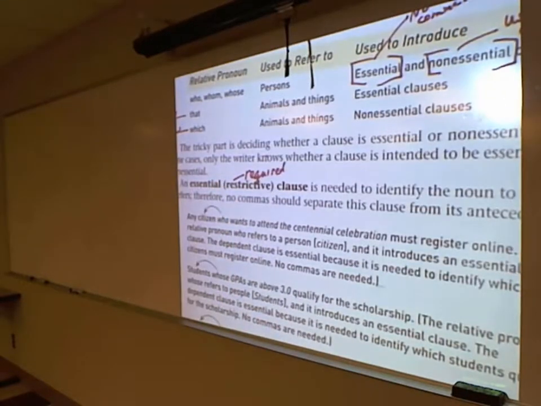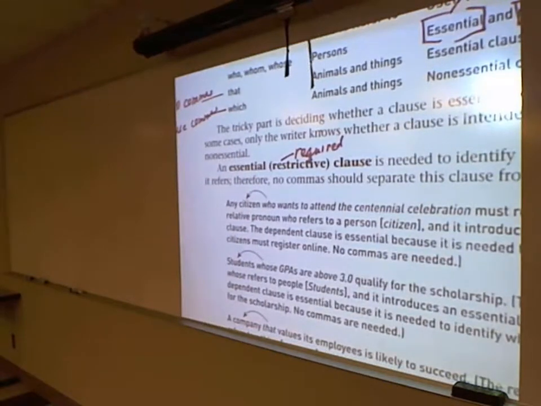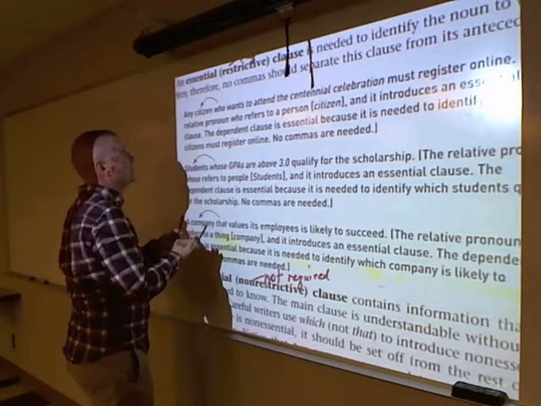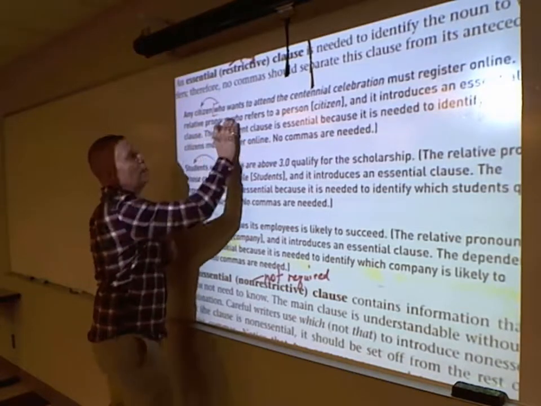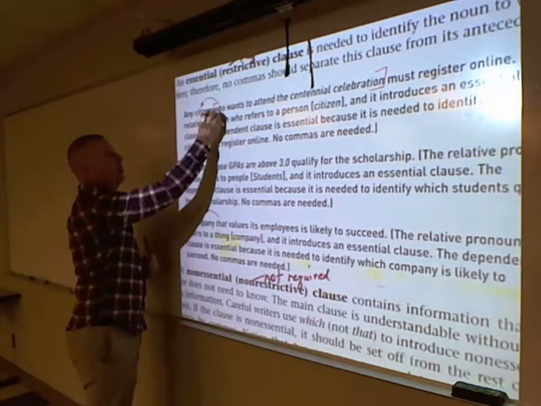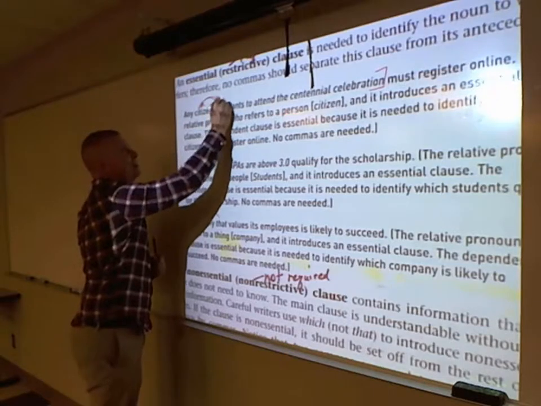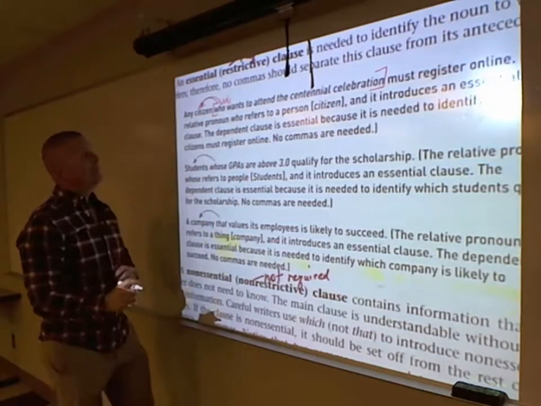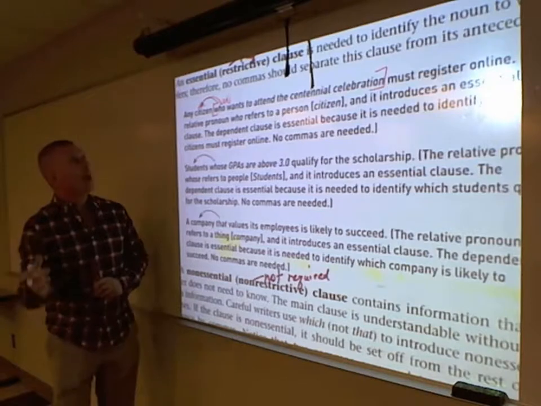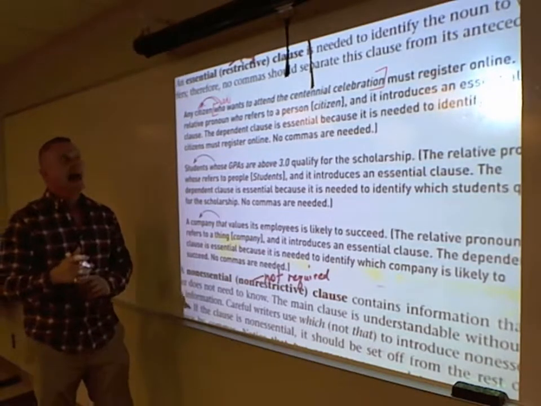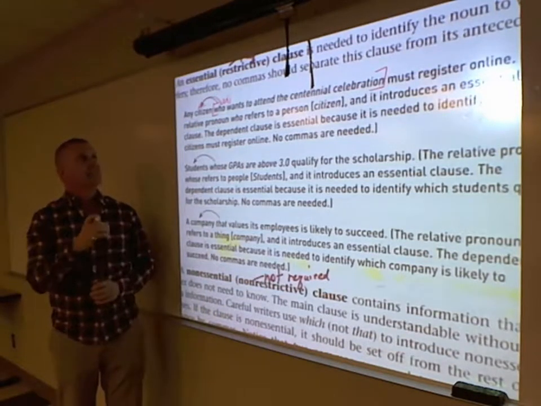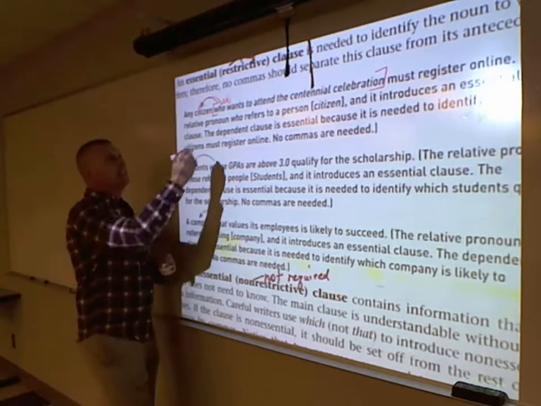Okay, this one is required. Any citizen, and then here's the who clause, who wants to attend the centennial celebration. Okay, there's your clause in question. It's a who clause that refers to citizen. Adjectives modify nouns and pronouns and ask the questions, what kind, which one, how much, and how many. Which citizen? The one who wants to attend the centennial celebration. I don't know which citizen it is, but it tells us in the adjective clause it's only the one who wants to attend the centennial celebration. So that makes this clause required, which means we don't have commas if it's required.